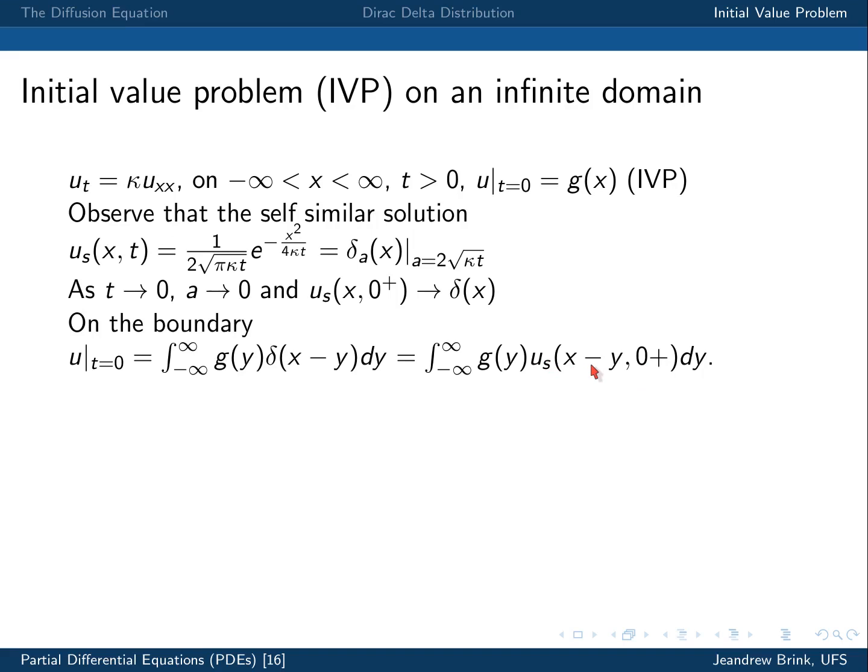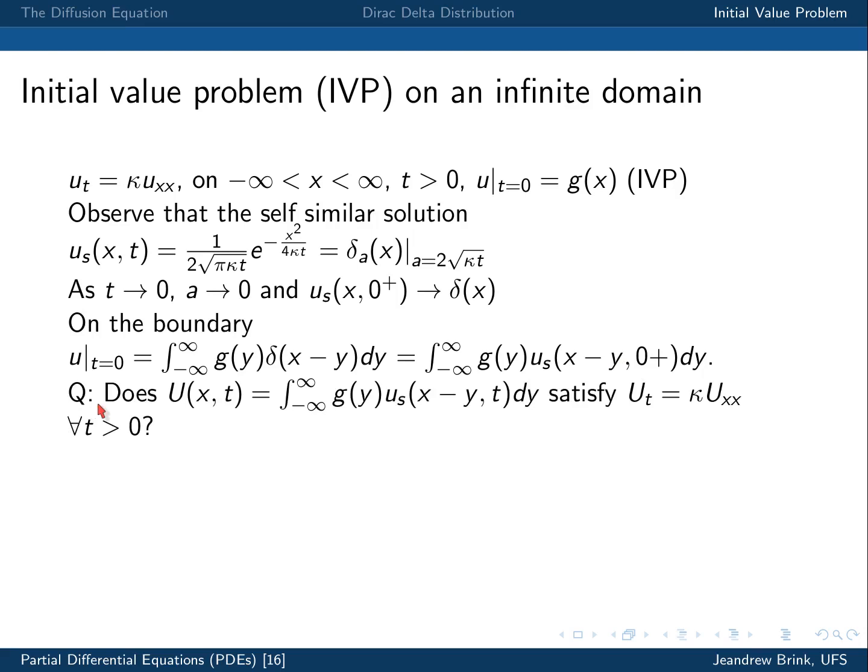So the point at which the concentration of heat starts has been moved, but that will make no difference to the self-similar solution's derivatives with respect to x, or with respect to t, in fact. So basically, here's the question: does u of x and t, which is equal to the convolution of g of y with the self-similar solution, now for all of t, satisfy the heat equation in general? That requirement would be met if you could show that u_t minus kappa u_xx is equal to 0 for all of t.